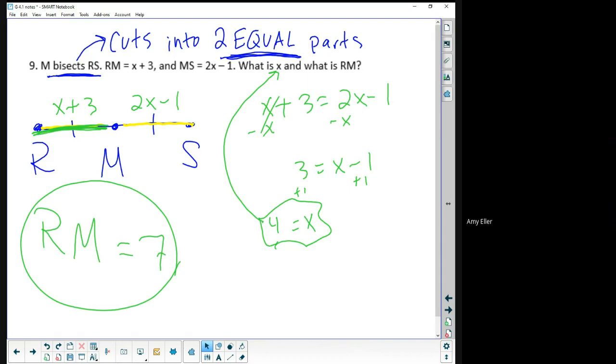Is there one question left? Yes. Does it say midpoint or bisect? Okay. This one is on your own. Try not to look at the board, number 10, until you're done.